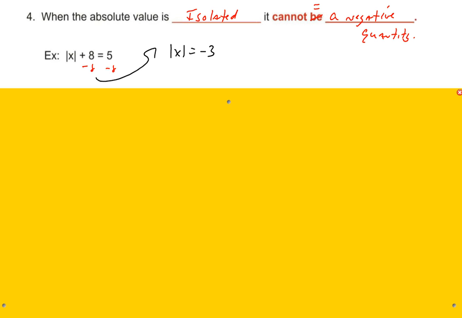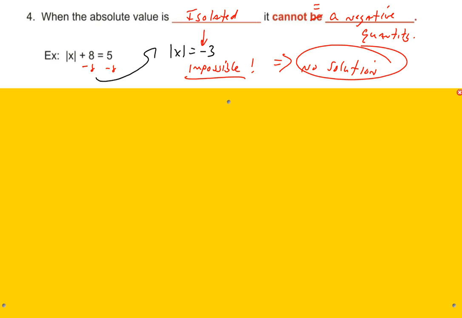Because here's the problem. When can you ever take the absolute value of something and end up negative? It's impossible, because absolute value is distance, and distance is always positive. So we can't end up negative. This is impossible, and it's because of this negative. So what's the solution? No solution. You can say the null set if you want, same thing. There's no solution. So be aware of that.